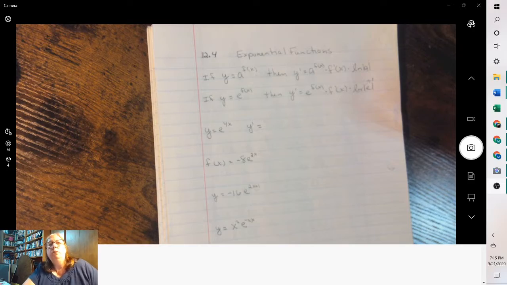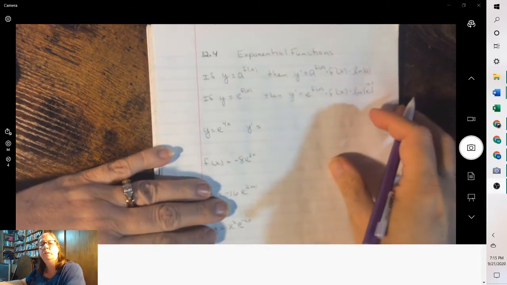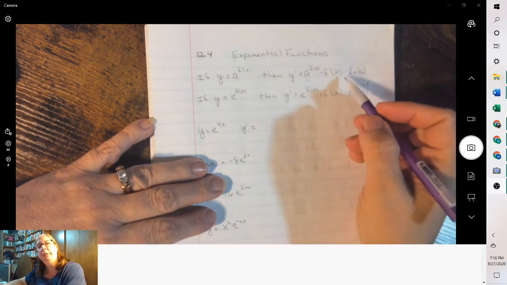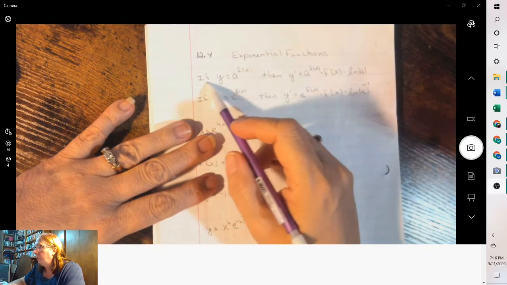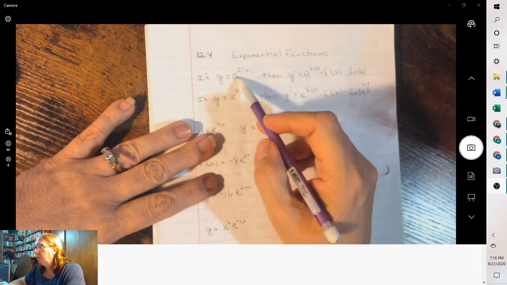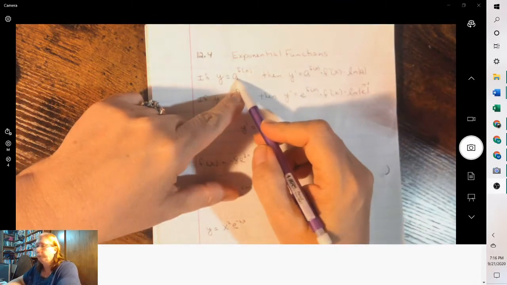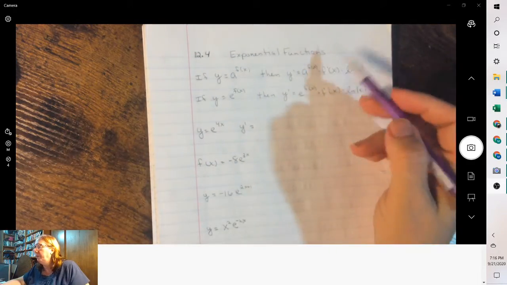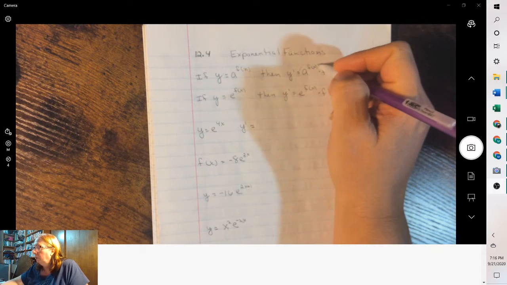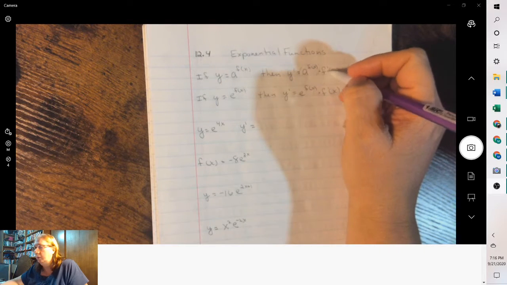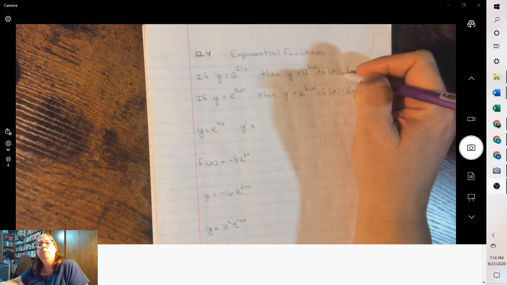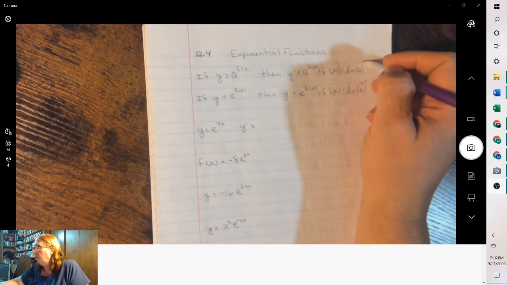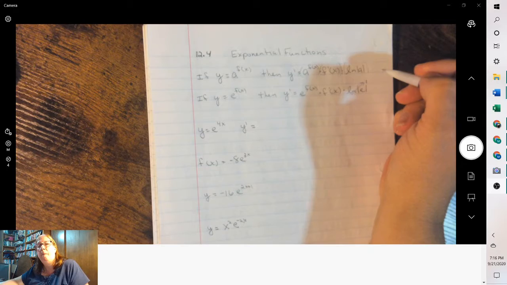Today we're going to work with exponential functions for the derivative. Now, if you have y equals a to the function, a is just a number. And then the derivative is three parts. The original, a to the function, the derivative of the exponent, and the natural log of the base, which is a.